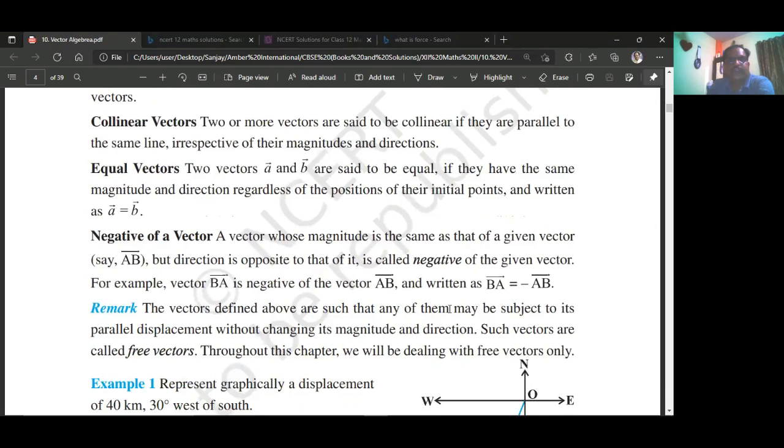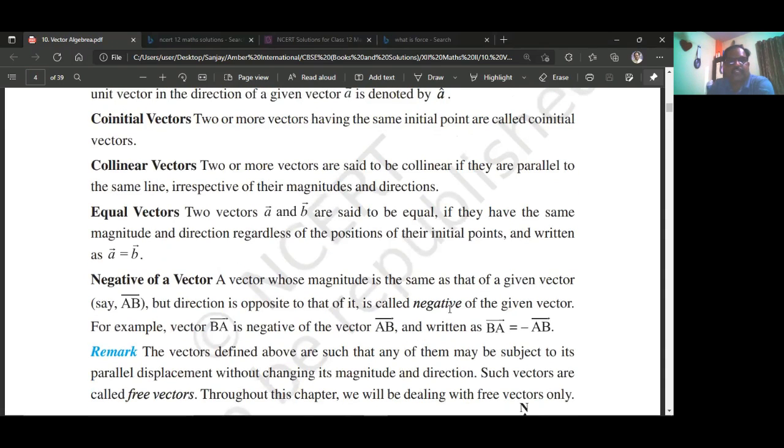Now let's move ahead. The equal vectors. The name itself indicates what it could be. The two vectors a bar and b bar are said to be equal if they have the same magnitude and direction regardless of the position of their initial points, and the equality of two vectors a bar and b bar is denoted by a bar equal to b bar, right? Two vectors whose magnitude as well as direction is the same are said to be equal vectors.